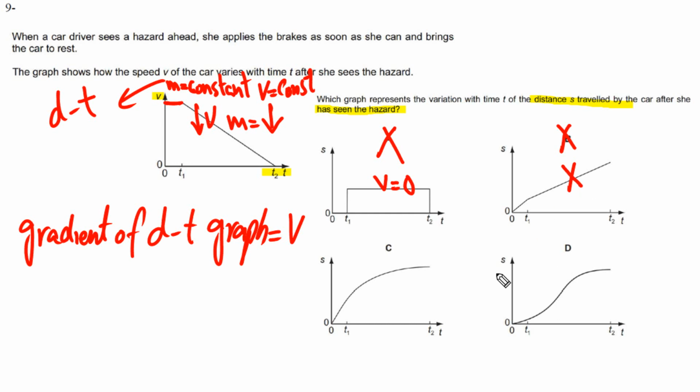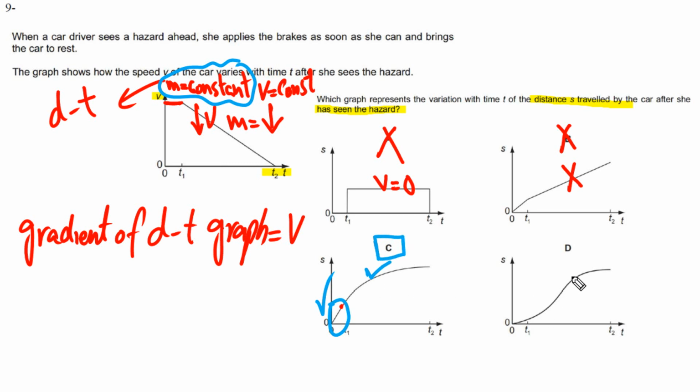Now if we look at C, at the beginning you can see the gradient is constant. After that the gradient is decreasing. So first of all, m has to be constant. So this is true here, m is constant. And after that you can see the gradient is decreasing, meaning the velocity is decreasing. So that is also true. So this can be our answer.